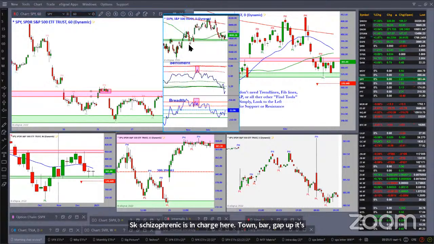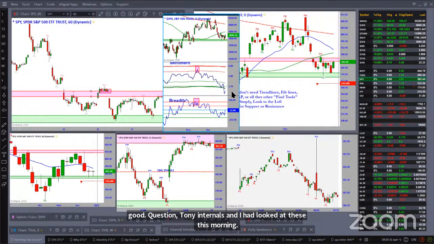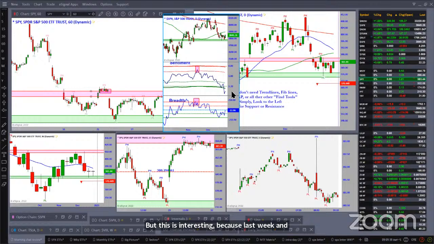So good question, Tony. Internals. And I hadn't looked at these this morning, but this is interesting because last week, again, I don't know that we're getting out of this range, but look at where this sentiment is from yesterday. And maybe this is part of quad witching. I don't know. It'll reveal itself next year.